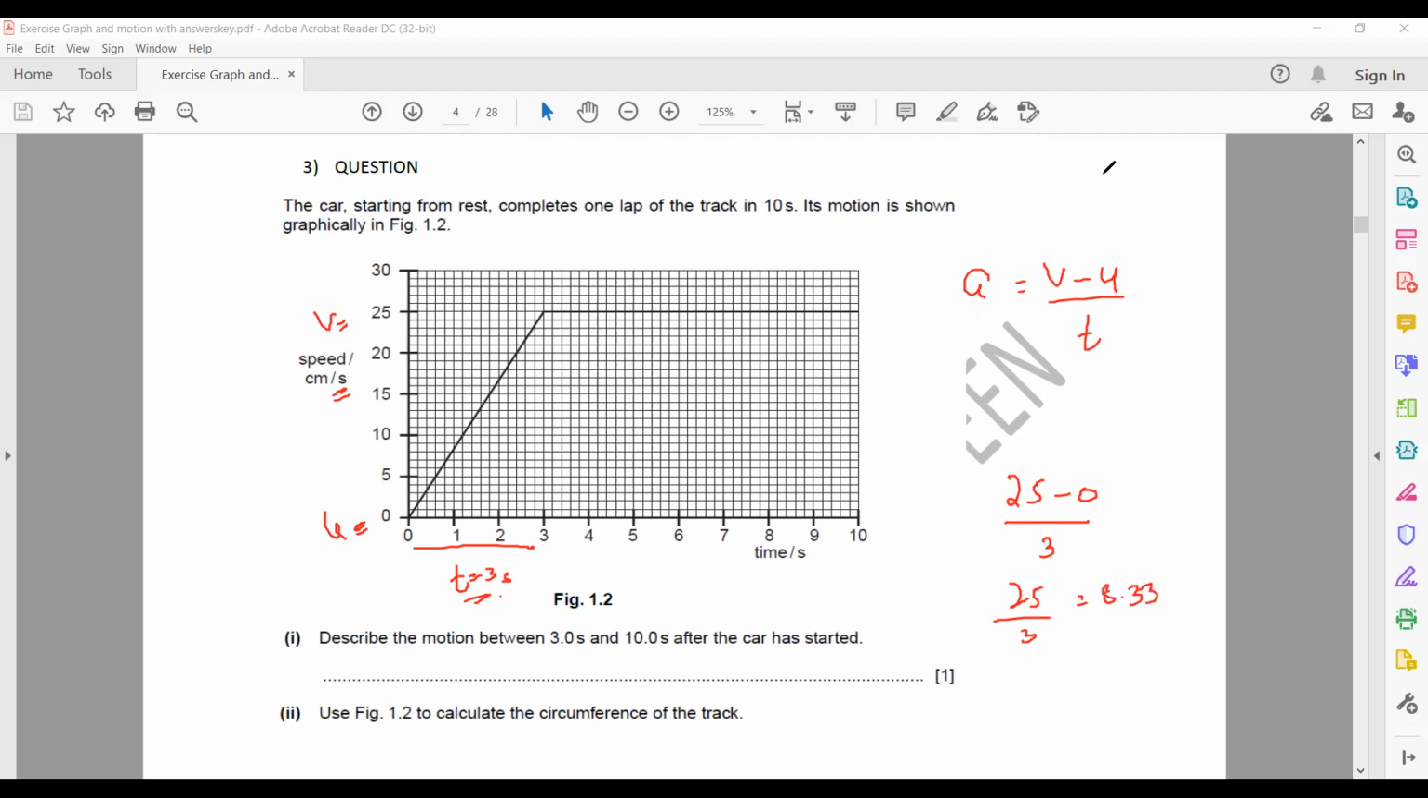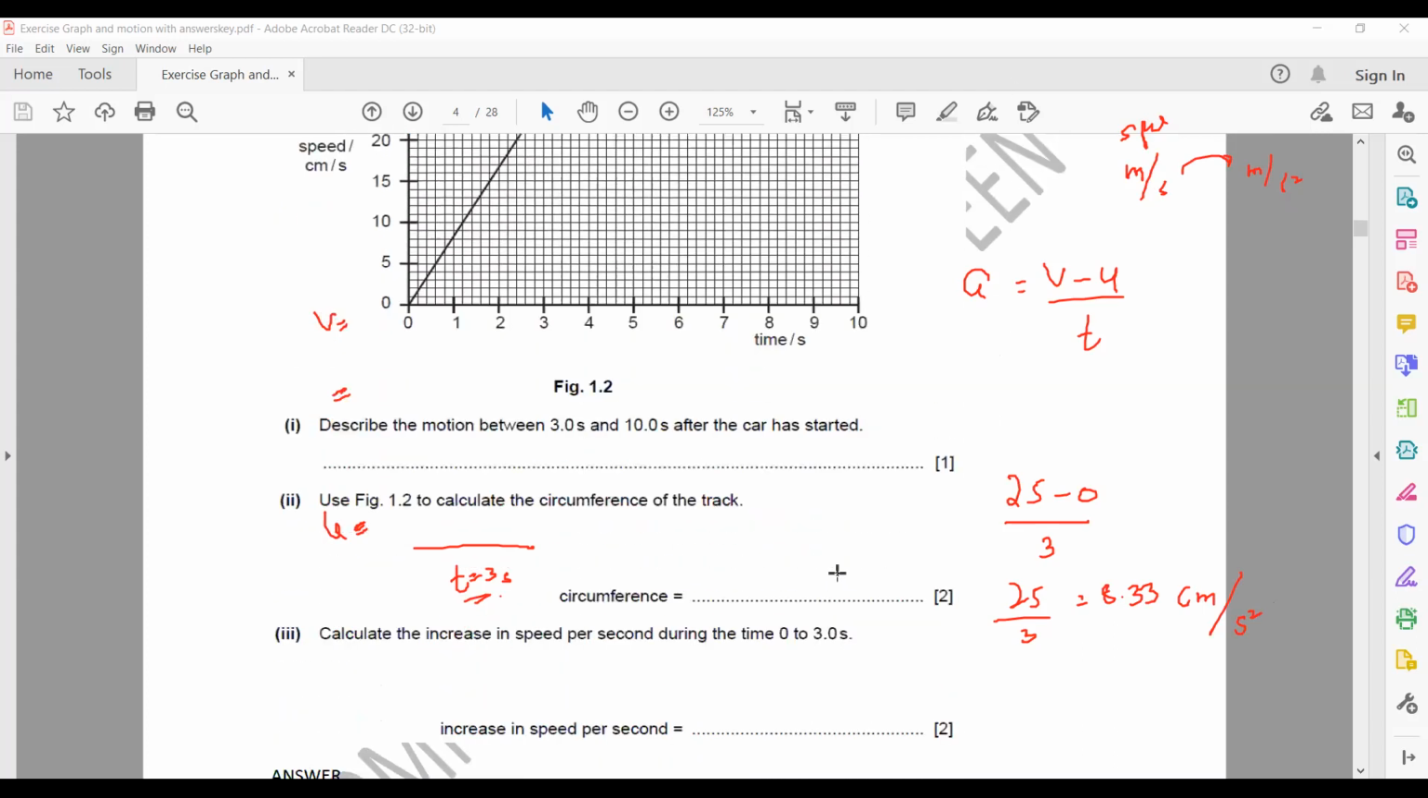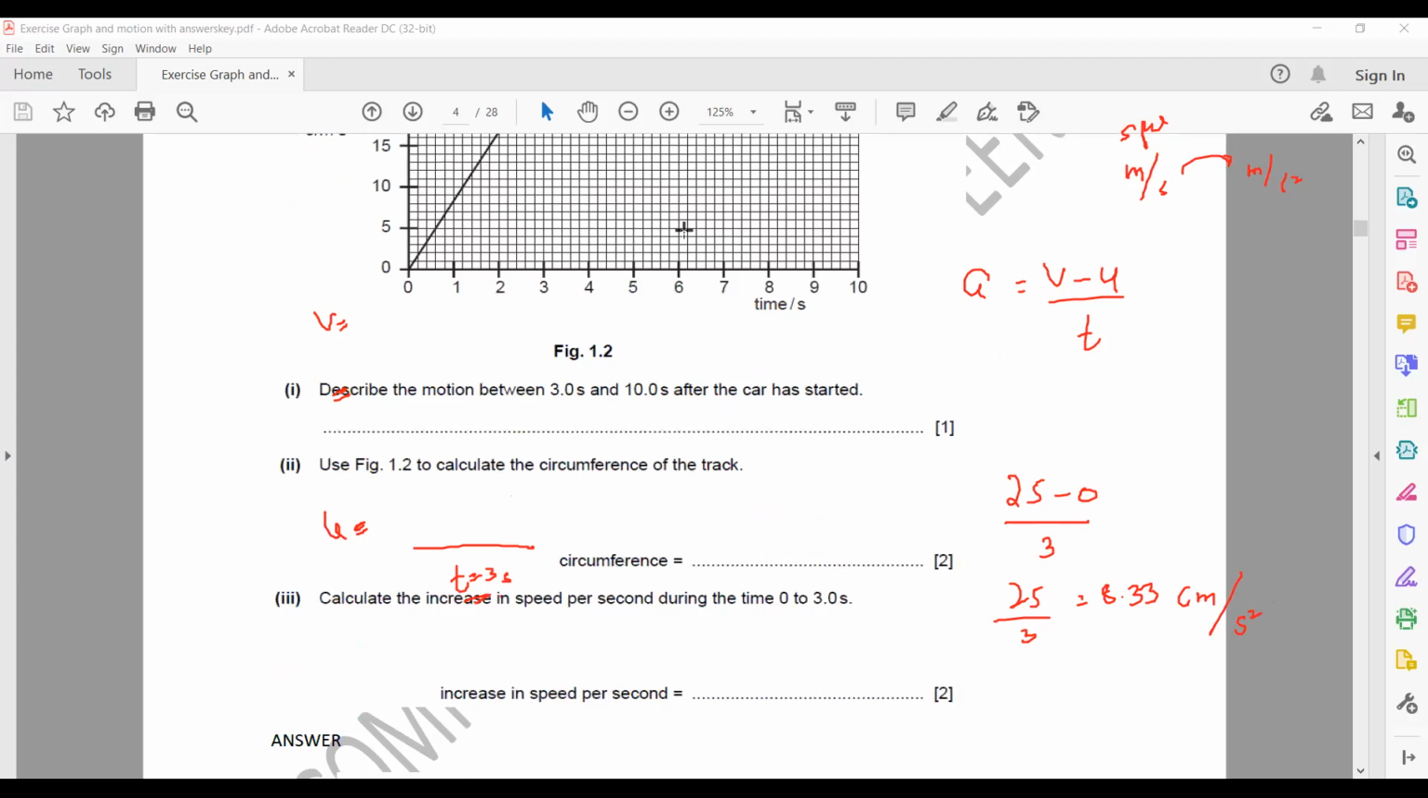Now what will be the unit? If speed is in meter per second, then acceleration will be meter per second squared. But if speed is in centimeter per second, acceleration will be centimeter per second squared, because the distance was given in centimeter and speed is also in centimeter. So our final answer will be 8.33 centimeter per second squared.